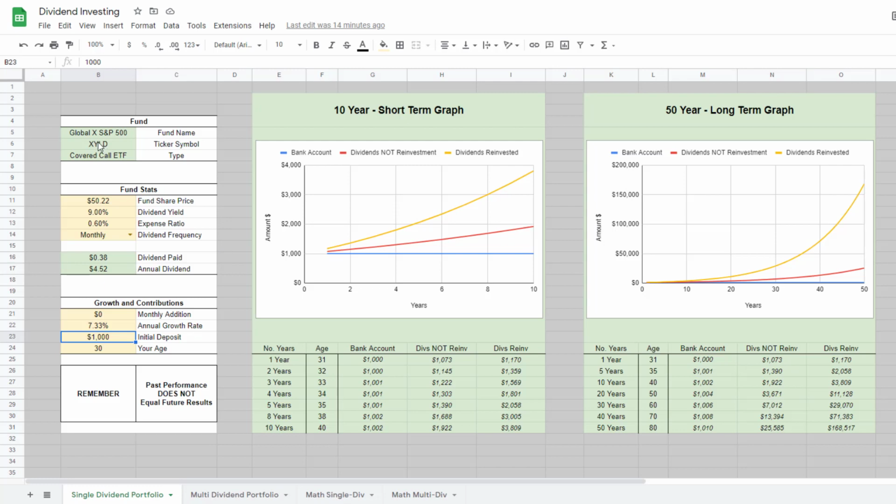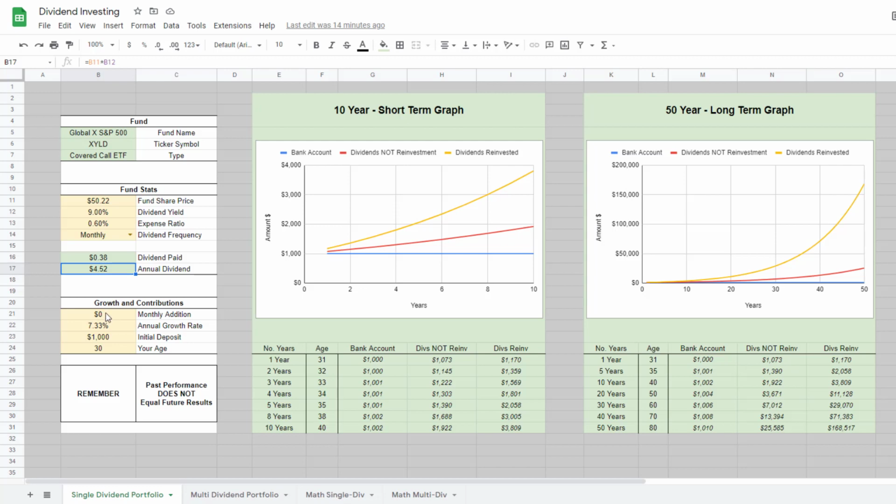So the fund is XYLD. The fund today, as of December 20th, 2021, the fund price is $50.22. Dividend yield is 9%. Expense ratio is 0.6. So that's an annual payout of $4.52, which is not bad. I think it's one of the higher payouts of all their Global X's covered call ETFs.